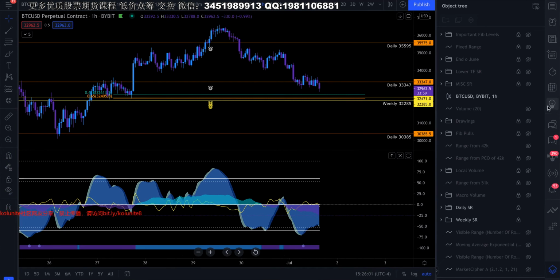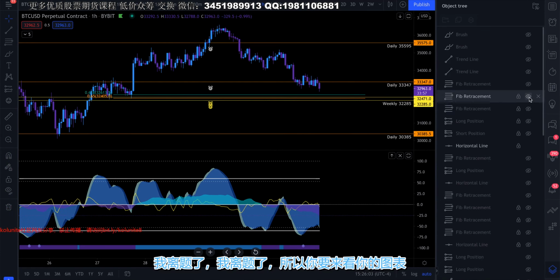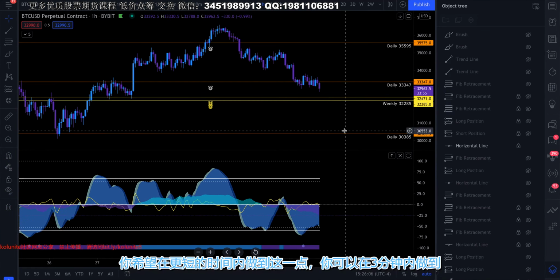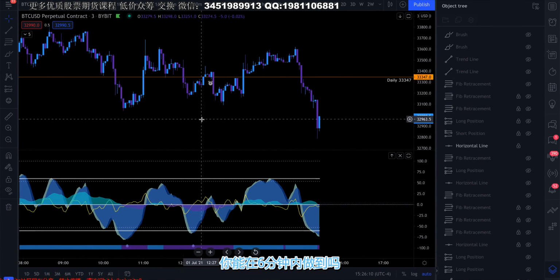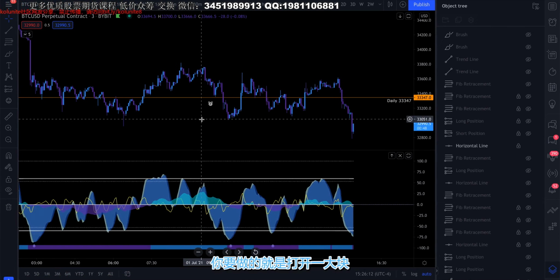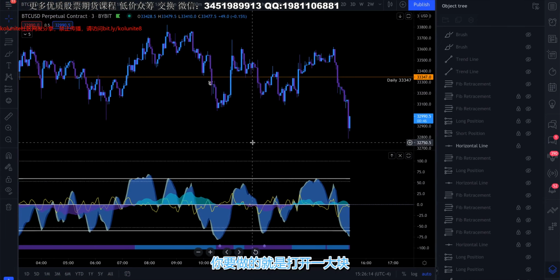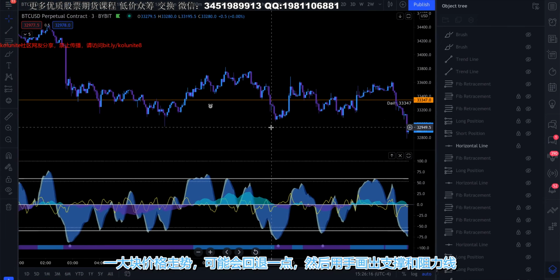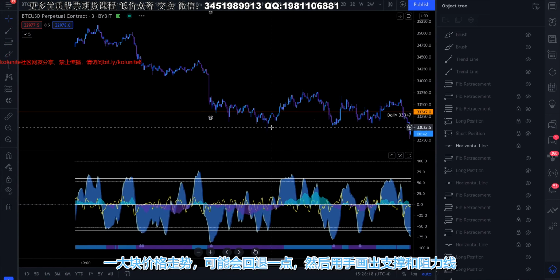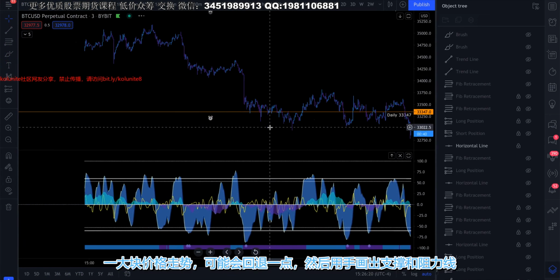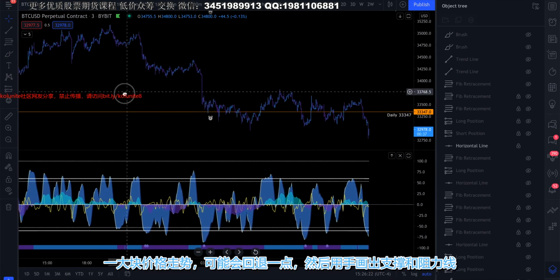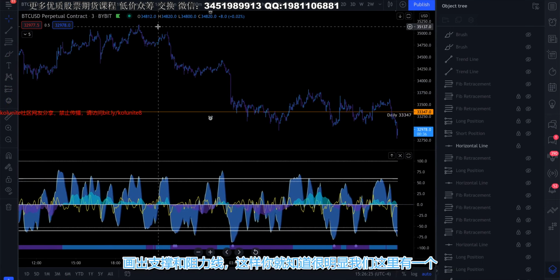But okay, I digress. So you're going to come to your chart. You're looking to do this on a smaller time frame. And you could do it on the 3 minute. You could do it on the 6 minute. What you're going to do is you're just going to open up a chunk of price action. Maybe go back a little bit and just by hand draw lines of support and resistance, right?